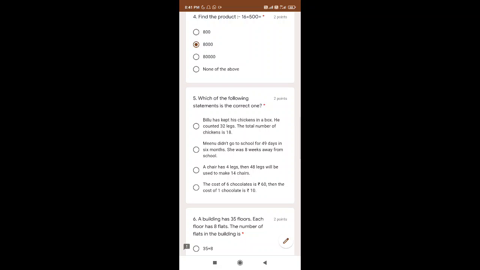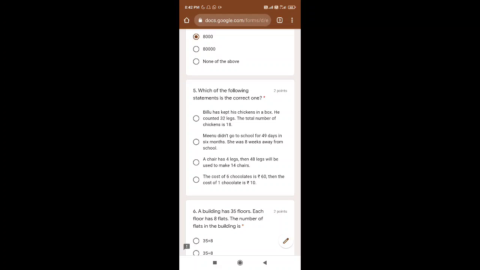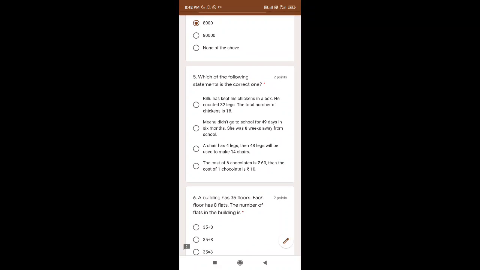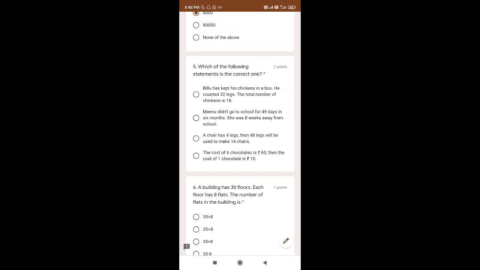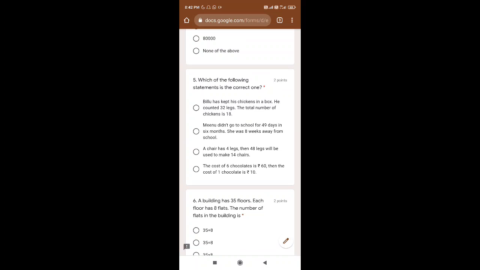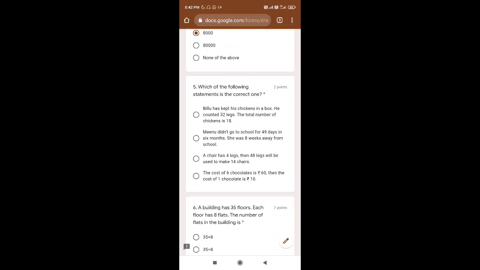Then come to question number 5. Which of the following statements is the correct one? Option A. Billu has kept his chickens in a box. He counted 32 legs. The total number of chickens is 18. B. Minnu did not go to school for 49 days in 6 months. She was 8 weeks away from school. Option C. A chair has 4 legs, then 48 legs will be used to make 14 chairs. Option D. The cost of 6 chocolates is 60, then the cost of 1 chocolate is 10. Now we will examine one by one.